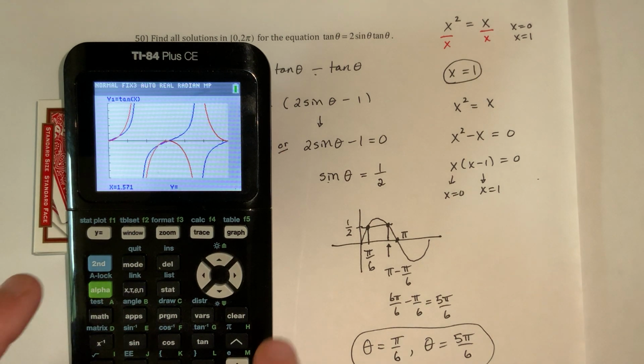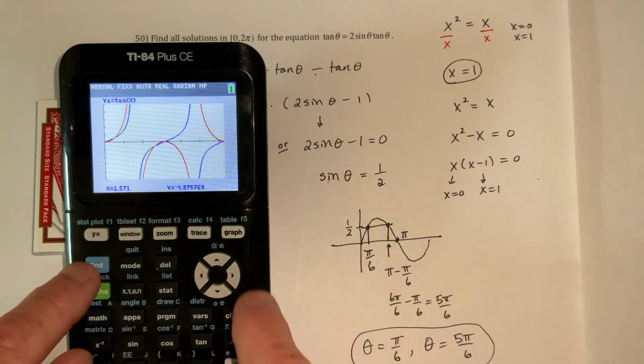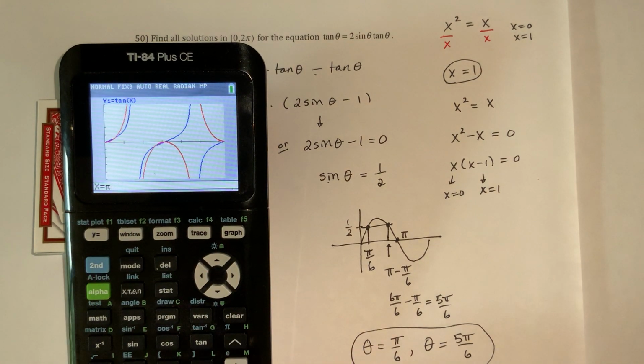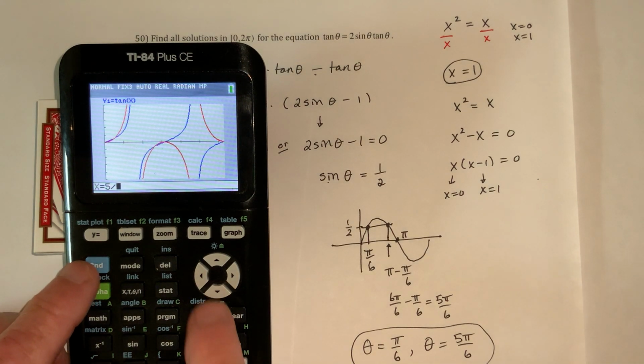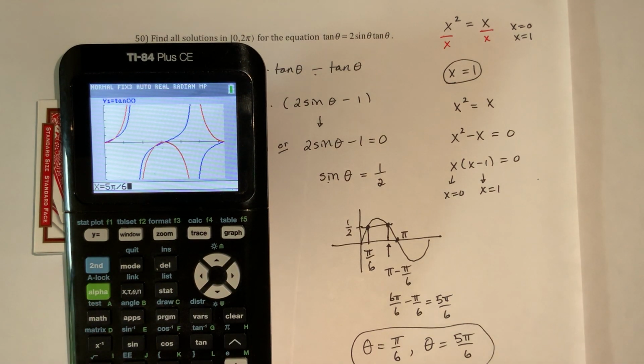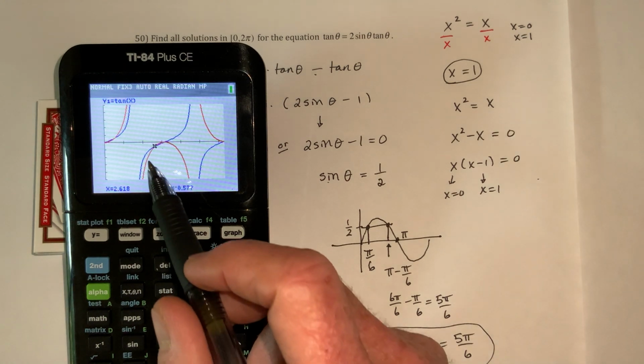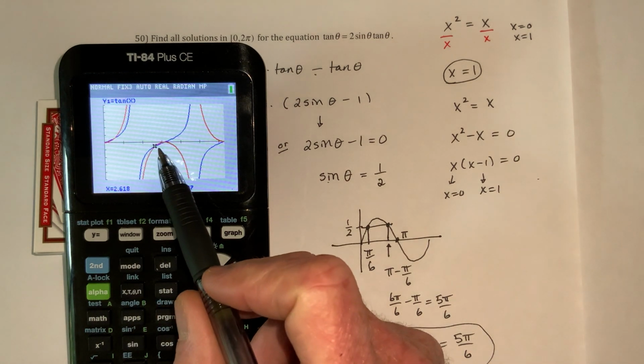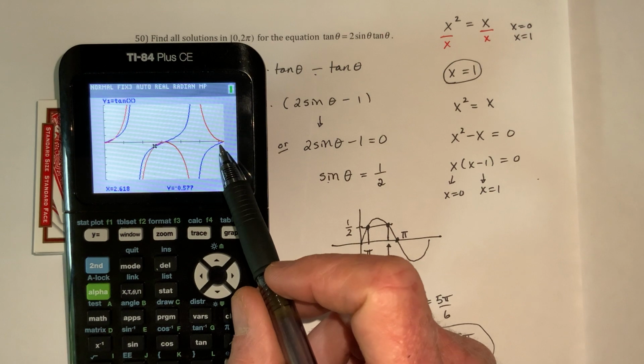And, oh, I didn't put pi over 6. I was too busy looking at the graph and not what I was typing. Pi over 6. Yes, that's correct. How about 0? That's correct. How about 5 pi over 6? Yep, it looks like they intersect there. So we still need this answer and this answer.